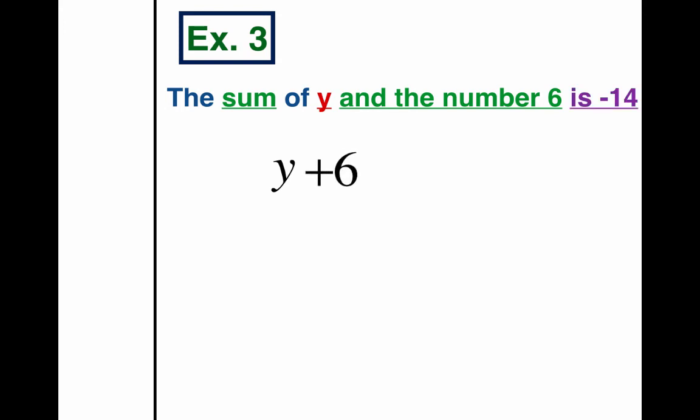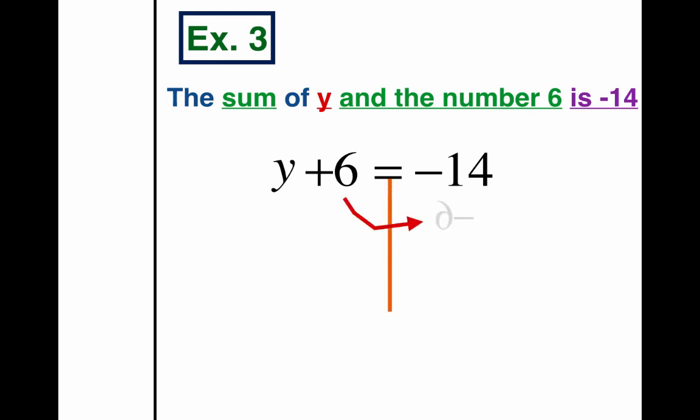All right, so let's try another one of those. Example 3. The sum of y and the number 6 is negative 14. Okay, let's go through this. So we have y as our variable. Better write that down. We've got the sum of y and the number 6. Sum means to add, so we are adding the number 6. Is negative 14. Oh, equals negative 14. There we go. There's our equation. Y plus 6 equals negative 14.